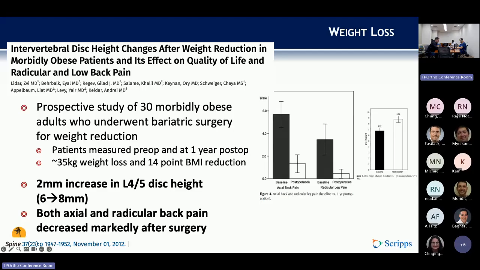They looked at 30 morbidly obese patients who underwent bariatric surgery for weight reduction. They measured patients pre-op and at 1 year post-op. On average, there was about 35 kilograms of weight loss and a 14-point BMI reduction, so quite significant. And they noted that they actually had a paradoxical increase of disc height at L4-5 from 6 to 8 millimeters over the course of the study, and both the axial and radicular back pain dramatically improved. So when we tell patients to exercise and lose some weight, it's not just to get them out of clinic, it's to actually help themselves and potentially avoid any interventional measures on our end.